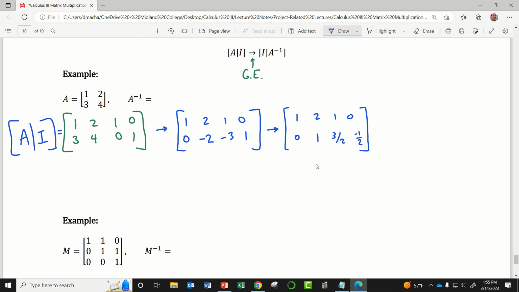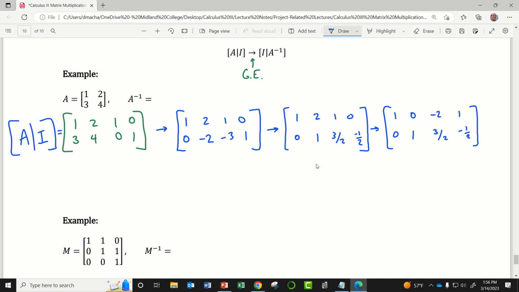Okay? Now I want this 2 to be a 0. To do that, I'm going to subtract 2 times the second row from the first row. So 1 minus 2 times 0 is 1, 2 minus 2 times 1 is 0, 1 minus 2 times 3 halves is negative 2, and 0 minus 2 times negative half is 1. My second row remains the same.